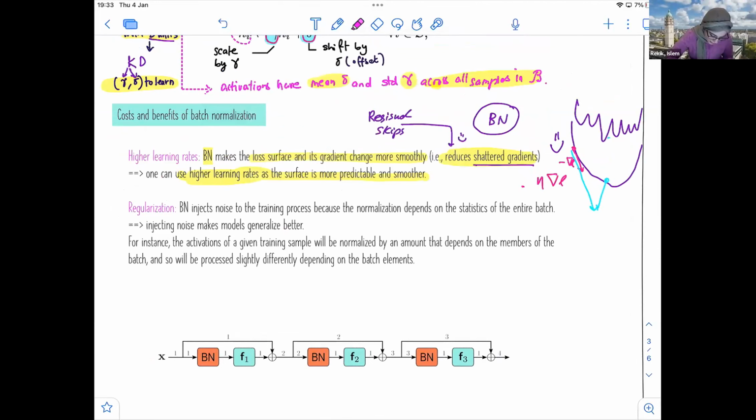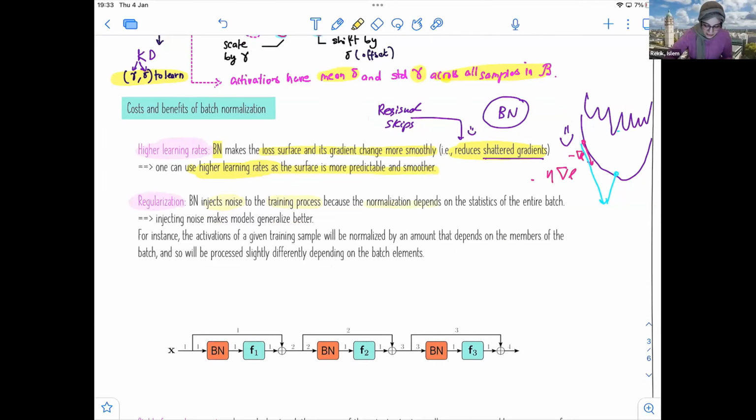The first point is higher learning rates. So we have higher learning rates. And then regularization. So BN injects noise into the training process. You can think about BN as a noise injection. So why is that? Let's keep on reading.